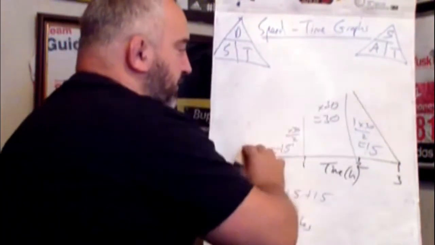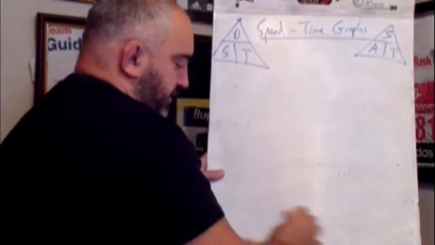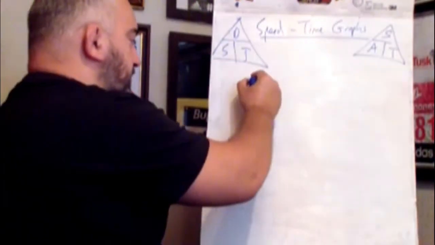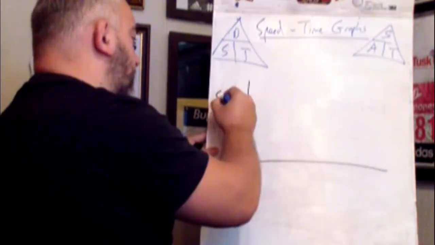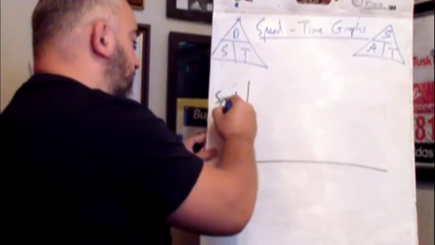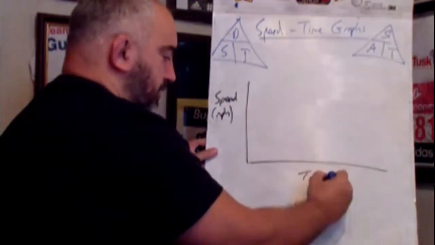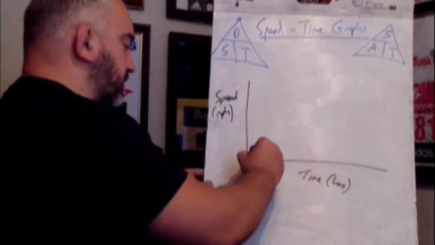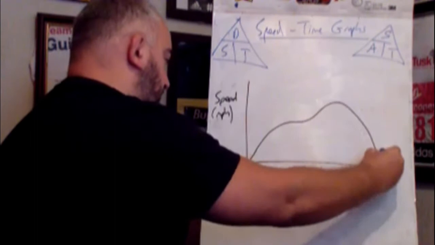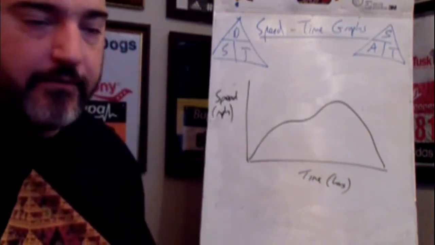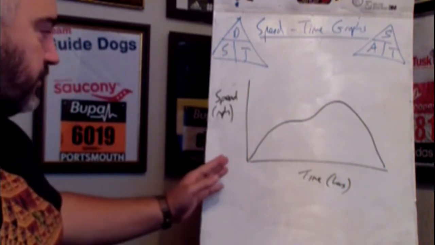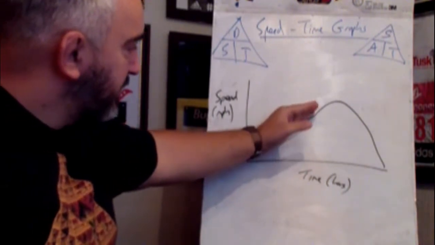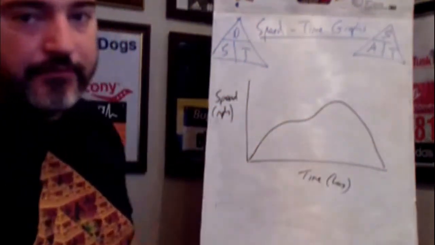Give you an example of a curve now. So, same axes as before, speed and time. Times in hours here. So that curve there tells a story. Speeds up, slows down, speeds up again, and then slows down again.